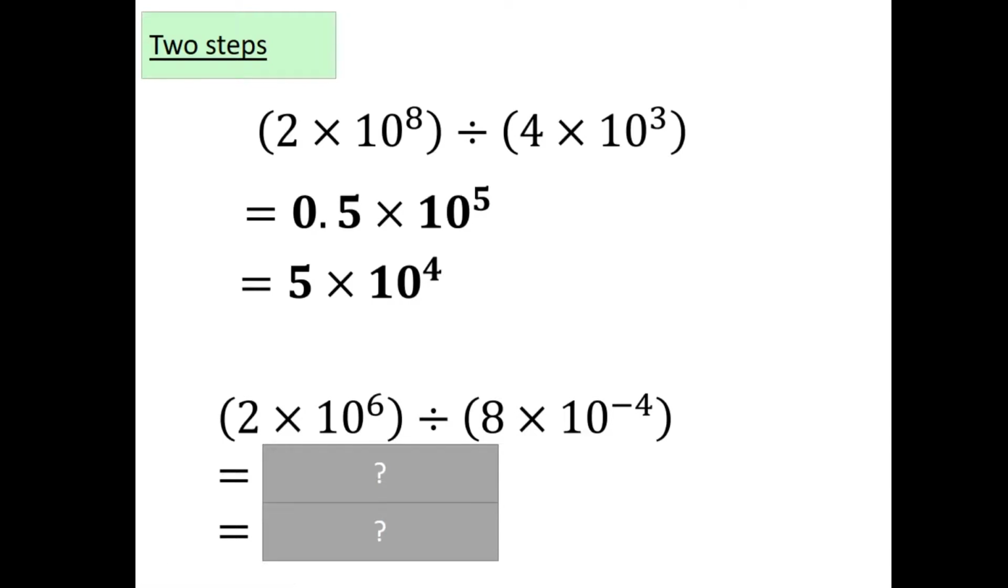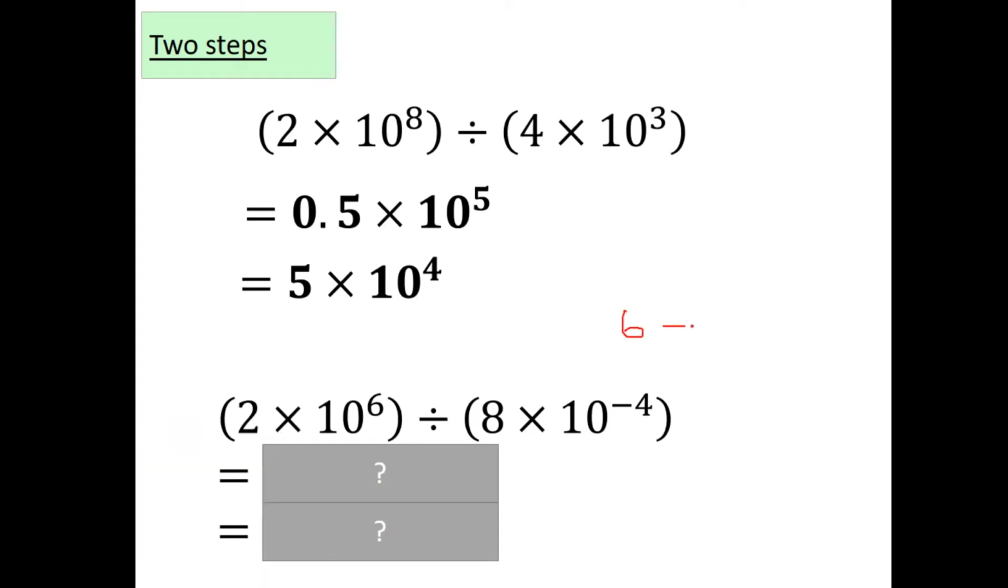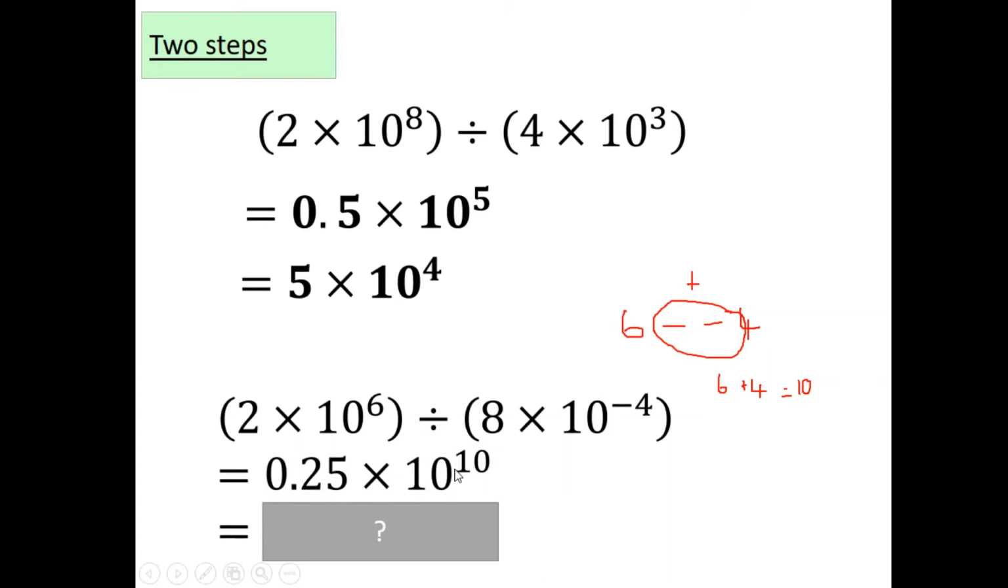Now for the second example on this slide, again 2 divided by 8 is going to be a decimal. 2 divided by 8 is 0.25, it's the same as a quarter. And also interestingly, 10 to the 6 divided by 10 to the minus 4, well, remember you have to subtract the powers. So what I'm really saying here is 6 minus 4. And as I hope you all remember basic negative number rules, that becomes a plus. So this becomes 6 add 4. So we should end up with a power of 10 here. Let's take a look. Yes, so 0.25 or a quarter times 10 to the power of 10.